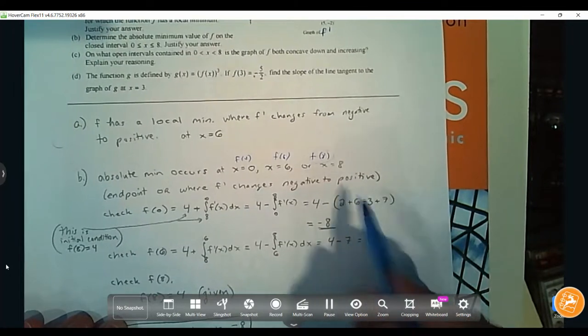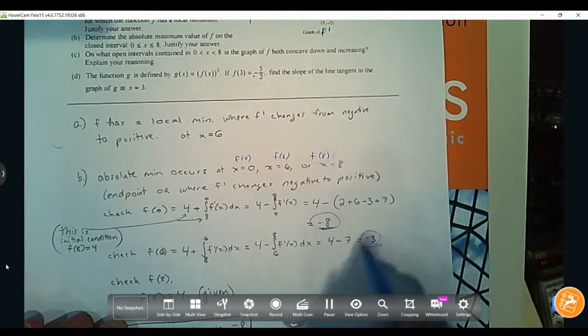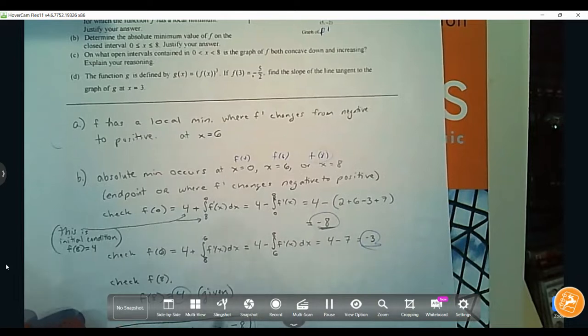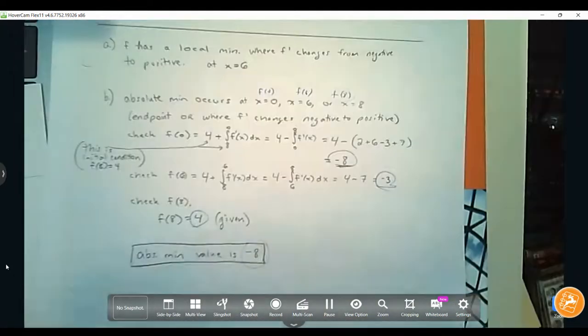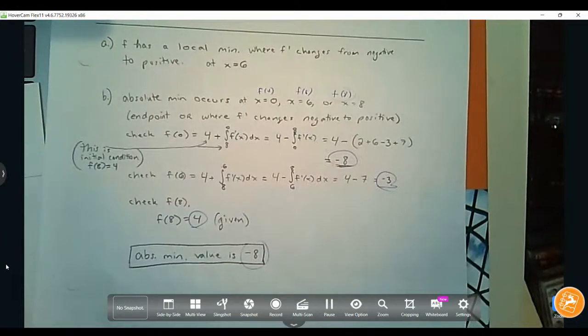So if we compare our values, we have negative 8, we have 3, and we have 4. So the absolute minimum value is negative 8. And remember, for vocab, if they want to know the absolute min or the min value, they want the y value. If they want to know where it occurs, then they want the x value.